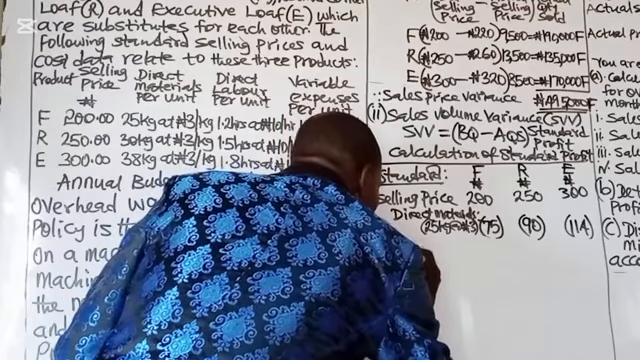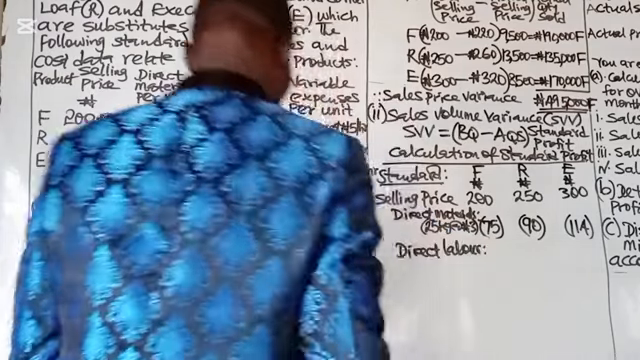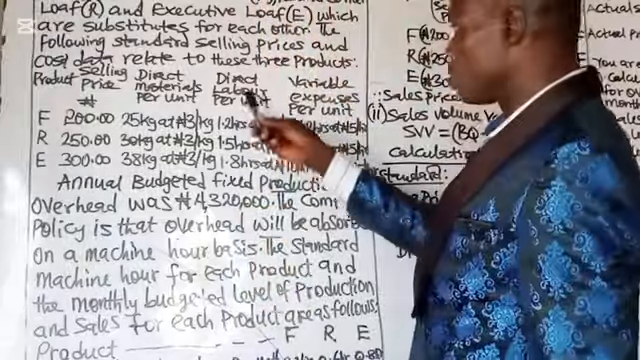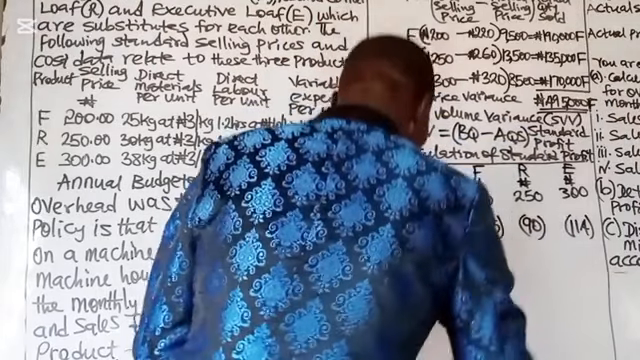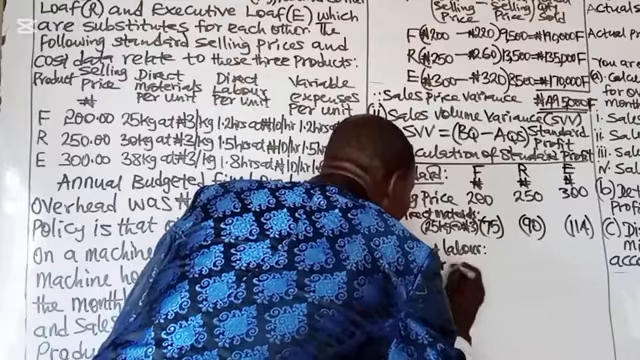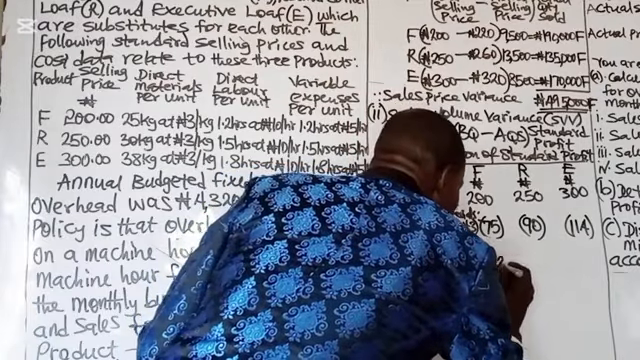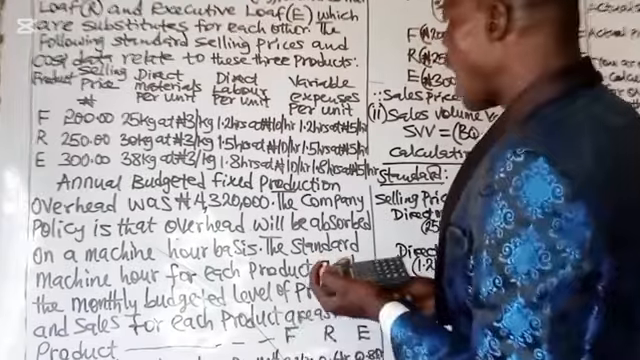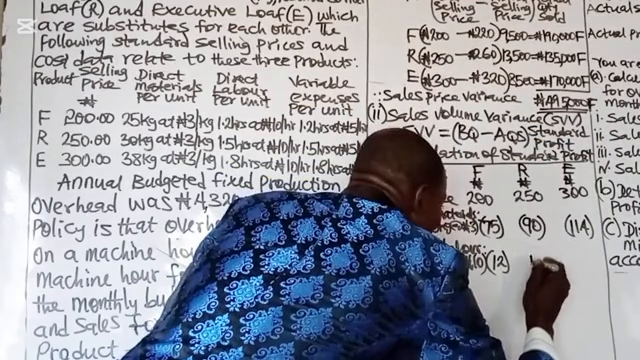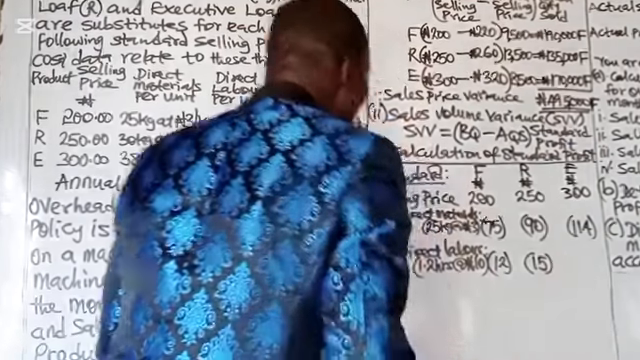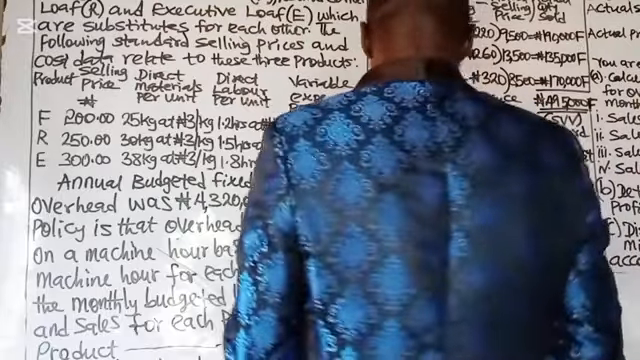Direct labor. We have 1.2 hours at 10 naira per hour. 1.2 times 10, that will be 12 naira. For R, 1.5 at 10 naira, that will be 15 naira. And for E, that will be 1.8 at 10 naira. 1.8 times 10, that will be 18 naira.